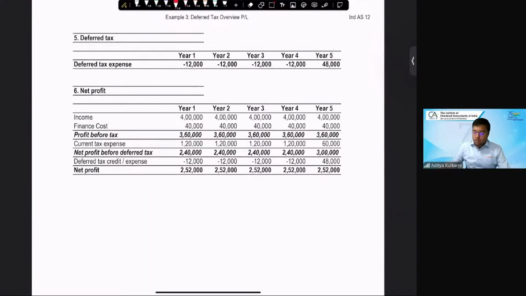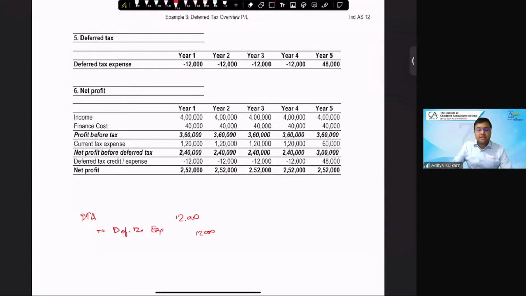Okay. So what will be my entry for the first 4 years? Entry will be deferred tax asset account debit to deferred tax expense, 12,000 per annum. Okay.